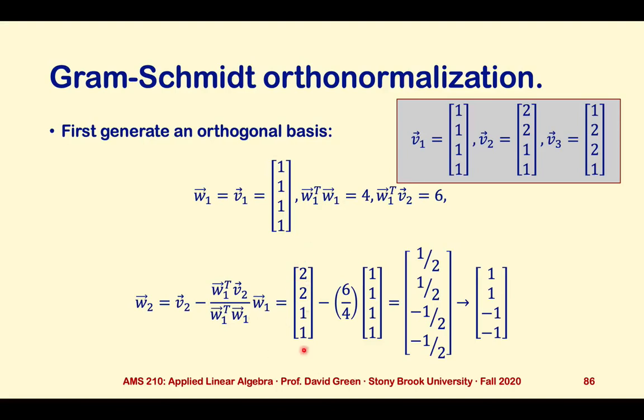So what we need to compute is v2 minus the projection of v2 onto w1. It's in the direction of w1 and scaled by this ratio of 6/4, or 3/2. 2 minus 3/2 is 1/2. 2 minus 3/2 is 1/2. 1 minus 3/2 is negative 1/2. And 1 minus 3/2 is again negative 1/2. We can simply use this as our next vector, and that's a completely fine thing to do.